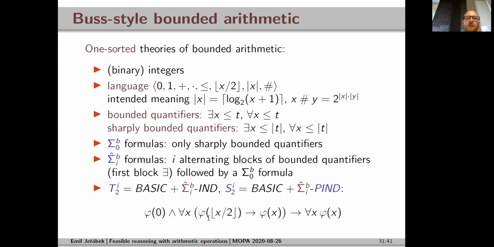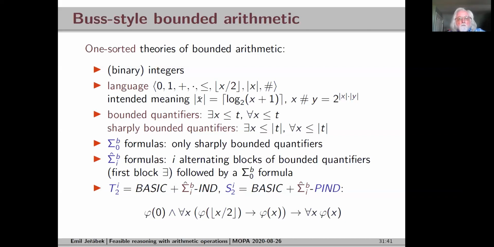the one-sorted language of Buss. So this is a different kind of bounded arithmetic than we considered before. This really extends the usual language of arithmetic. So we have just a single sort for integers, which correspond to what in the previous theory were the binary integers. We have the standard language of arithmetic: 0, 1, addition, multiplication, and ordering. And we also have as additional function symbols a function symbol for half. It's not really important. We have a function symbol for something like the length of the number when written in binary, so it's a binary logarithm.